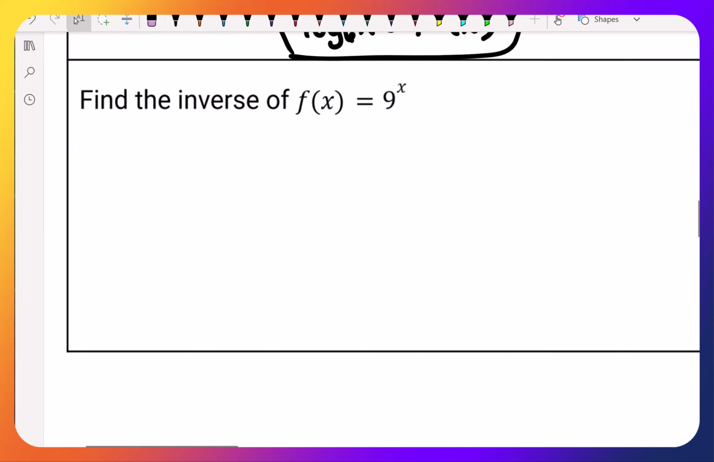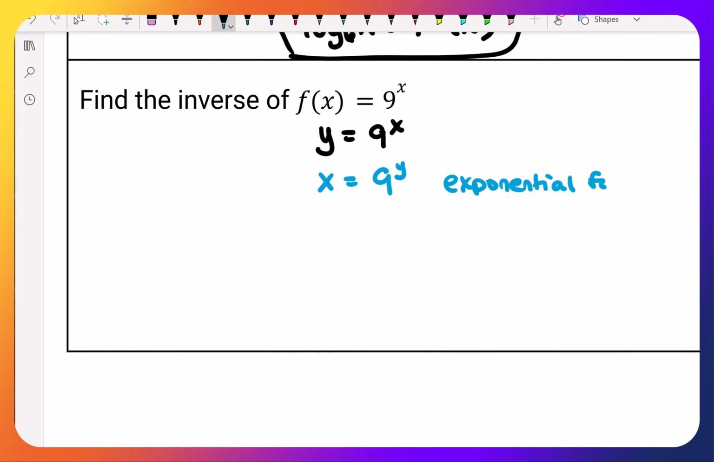Okay, so this one's just like the one above it. Let's go ahead and change it into y instead of f of x, and then we're going to swap the x and the y variables. That is now the inverse. I don't know how to get y by itself, but I do know how to change it to a different form. This is an exponential form, and we want to change this into logarithmic form.